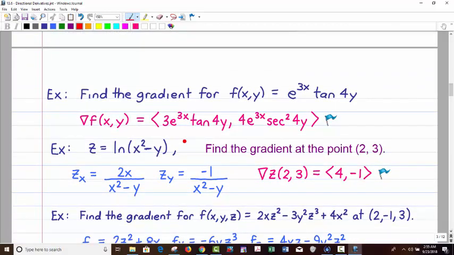So now we're just finding the gradient for this function, f of xy equals e to the 3x times tan of 4y. This will test our derivative skills a little bit here. The x partial of this, the derivative of e to the 3x, because of the chain rule for the 3x, will be 3e to the 3x times tan of 4y. Then the derivative of tan of 4y is sec squared 4y, but it's 4 sec squared 4y, because once again the chain rule, you have to take the derivative of the 4y. So I just put the 4 out in front to make it look better. So it'd be 4e to the 3x sec squared 4y.